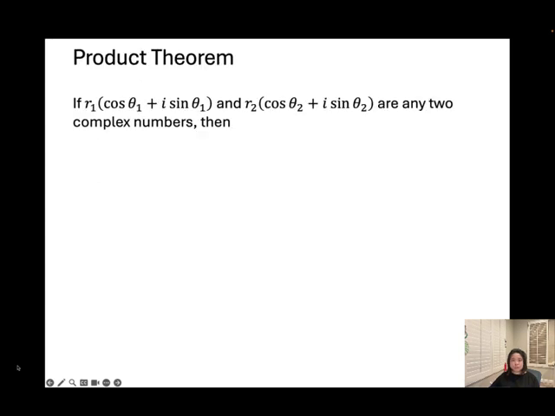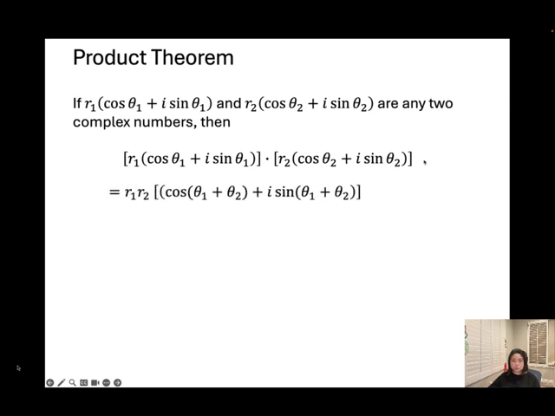Product theorem. If you have two complex numbers in trigonometric form, the first one, r1 (cosine theta 1 plus i sine theta 1), and the second one, r2 (cosine theta 2 plus i sine theta 2), are any two complex numbers, then if you want to multiply them together, you don't do the distribution. You're going to do r1 times r2, multiply the r, and then the theta, you just add up: theta 1 plus theta 2.